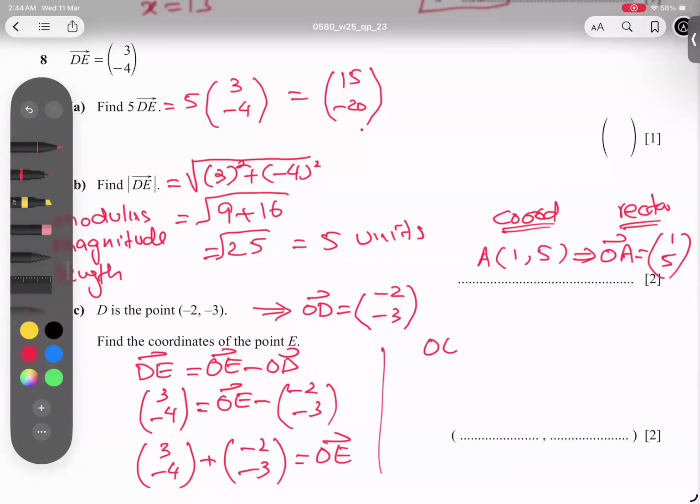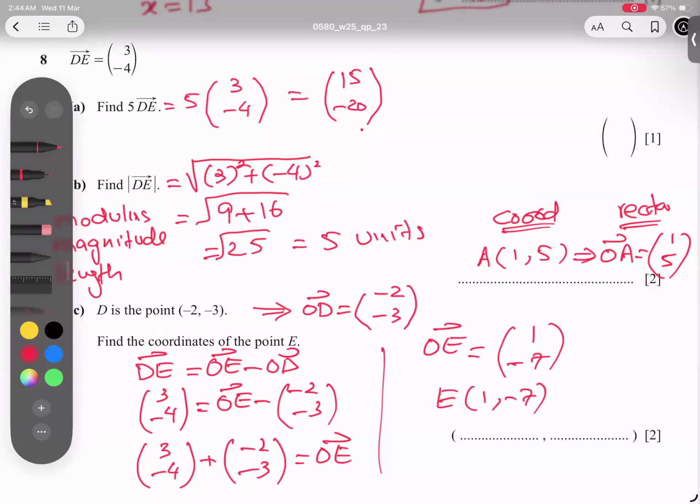So I'm finding the OE column vector. 3 plus -2 will give us 1. And -4 plus into minus, I get -7. So this is a column vector, but he said convert into coordinate system. Remove the O from here, and we can write it as (1, -7).